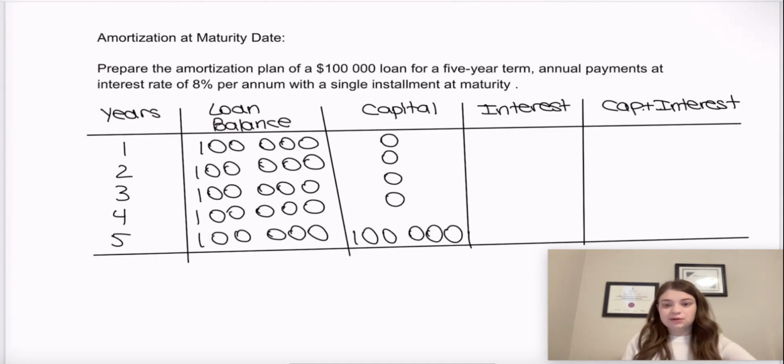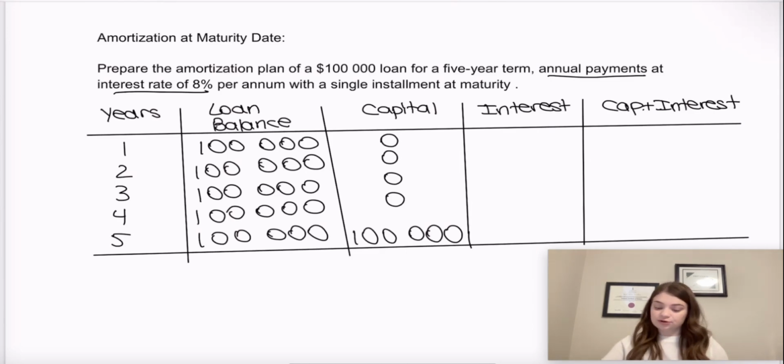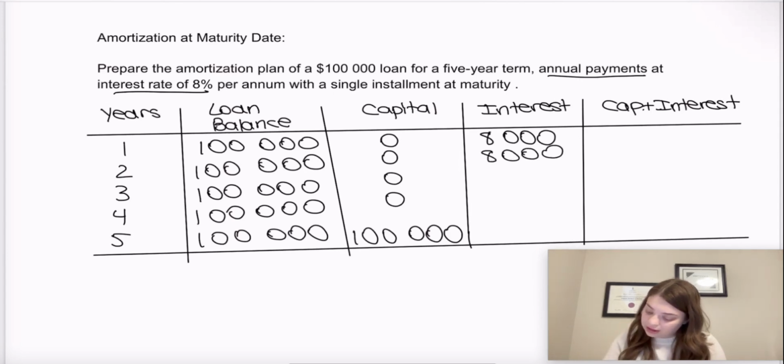Now, what about the interest? Well, even if we decided we're paying nothing towards the capital, we still must make annual payments at the interest rate of 8%. So what is 8% of $100,000? Well, that would be $8,000. So therefore, the interest the first year we pay is $8,000. And even after paying that, we still haven't paid off any of the loan balance. And so therefore, the next year, we have to pay another $8,000 because we kept the loan for another year, another $8,000, and then kept it for the last year, another $8,000 paid.